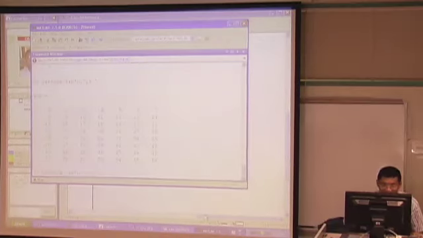Then we can only focus on rows. Now with respect to 7, this is disqualified. 14 is disqualified. 21 is disqualified. 28 is disqualified. 35, 42, 49, and then 56, right? So these are disqualified.